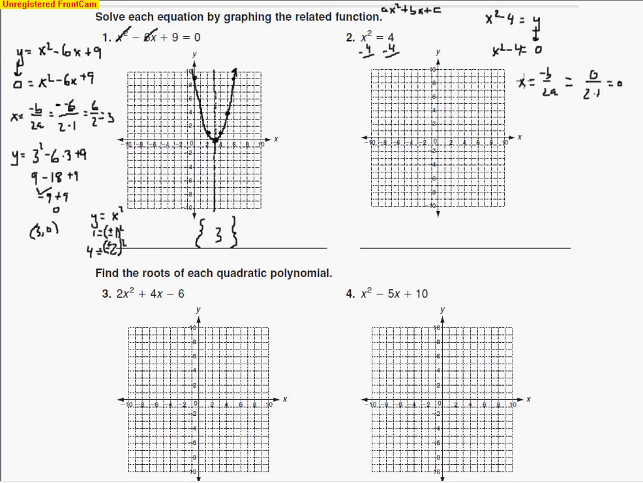So 0 is x. Let's find out what the y component of that ordered pair would end up being. Well, 0 squared minus 4 would leave me with y at negative 4. So there's the point 0, comma, negative 4. So we're going over 0, down 4 spaces, putting a dot, and then we can't use the y-intercept method because that is the y-intercept. So what we have to do is go with the parent graph.